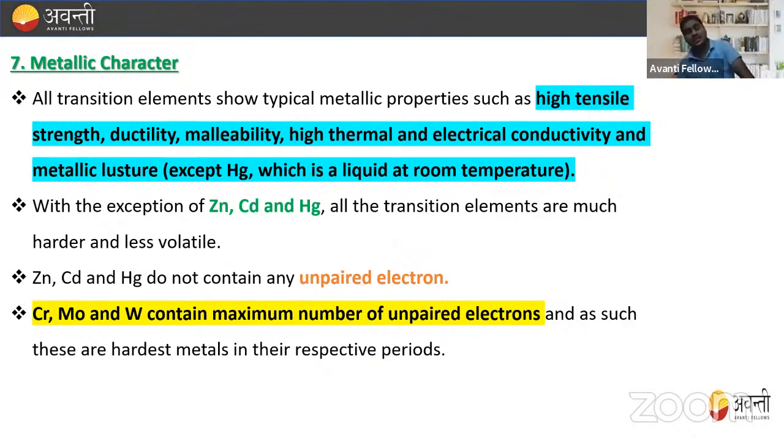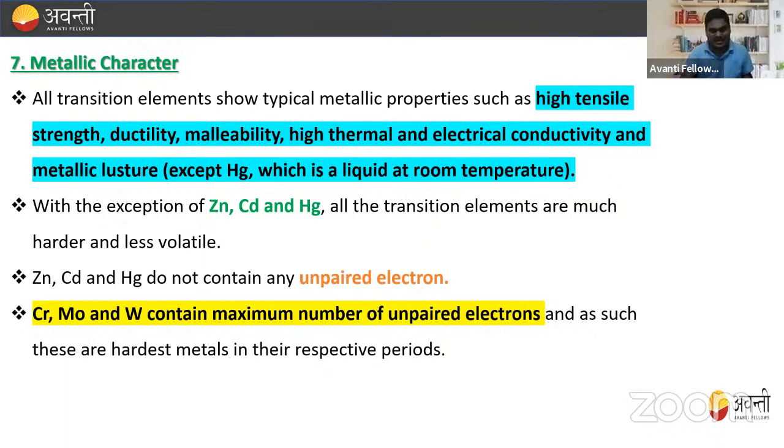With the exception of zinc, cadmium, and mercury, all the transition elements are much harder and very less volatile. Zinc, cadmium, and mercury do not contain any unpaired electrons. Due to this, they are colorless as well.